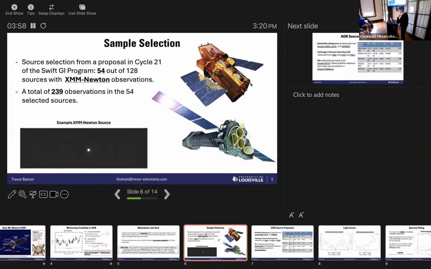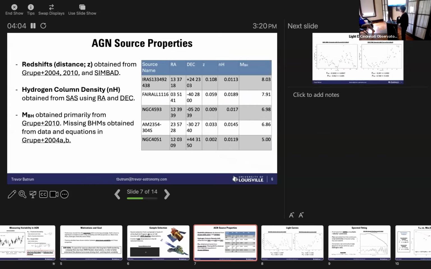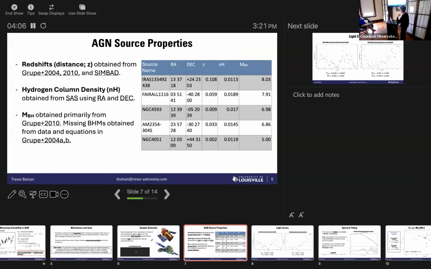So when I did this sample selection, I got a big table of sources. I also had to get the source properties for each of these sources. I got the redshifts, the hydrogen column density, and the black hole mass. The redshifts were obtained from Dr. Grupe's paper, because a lot of these were in his paper as well, since they're the same sources Swift measured. I also got some of the redshifts that were not in the paper from SIMBAD.